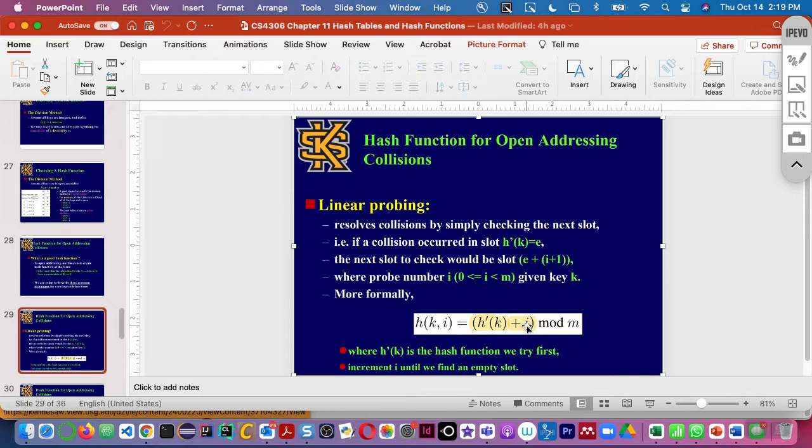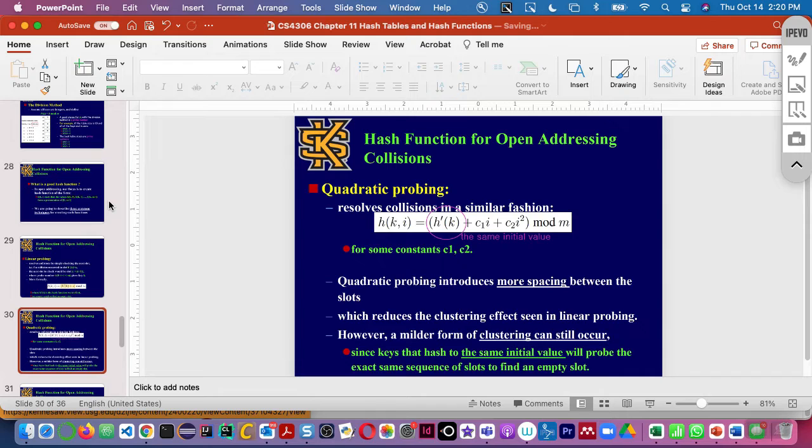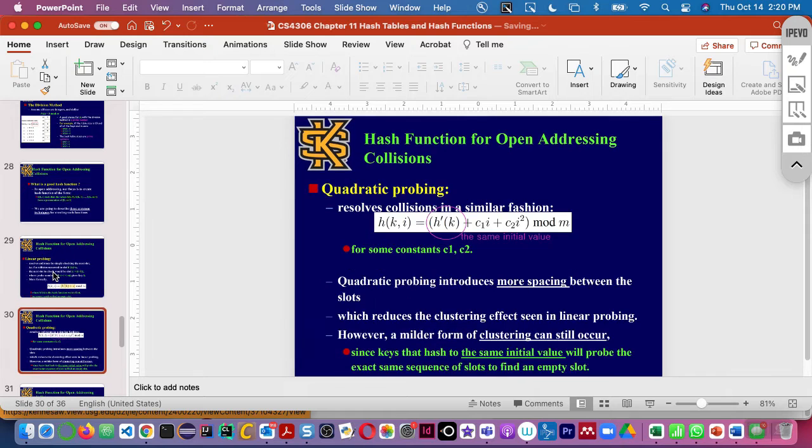Initially I is 0. If that does not satisfy, that makes a collision. I equal to 0 means it is not getting the exact position with probe 0. Then we increase the value of I: I plus 1, and hopefully we get the next available position. That is called linear probing. In linear probing, I increases linearly 1, 2, 3, 4, 5, 6, 7 up to m minus 1. Sometimes it may not work, since it grows one by one.